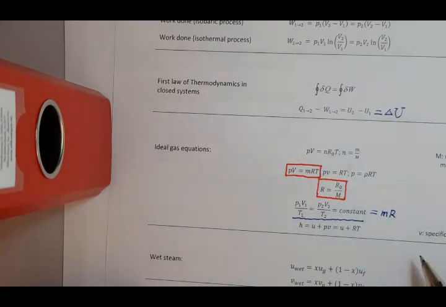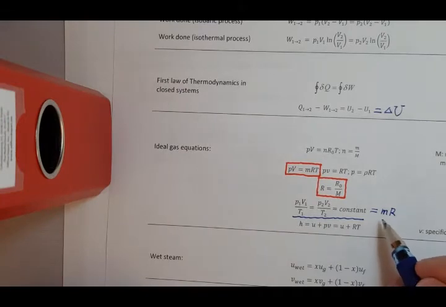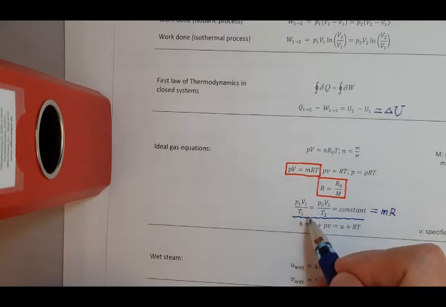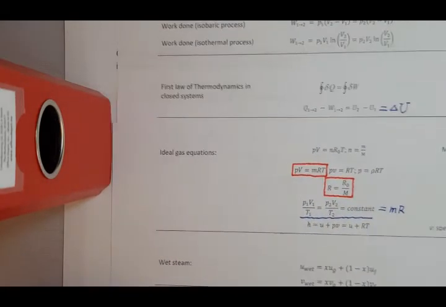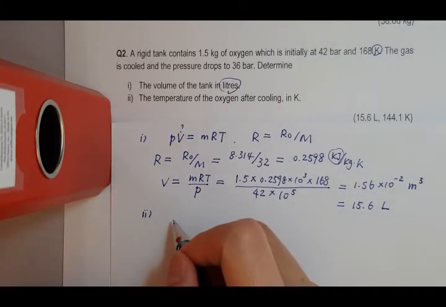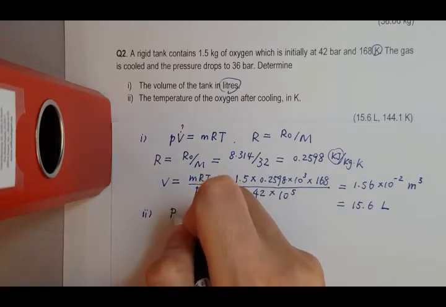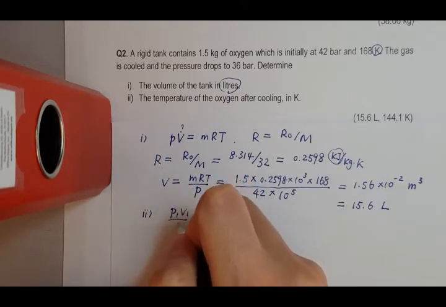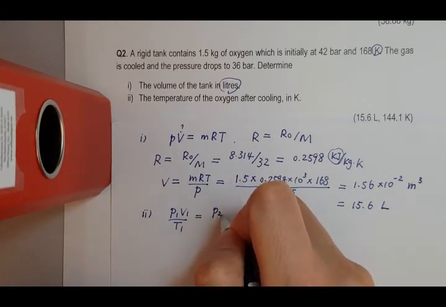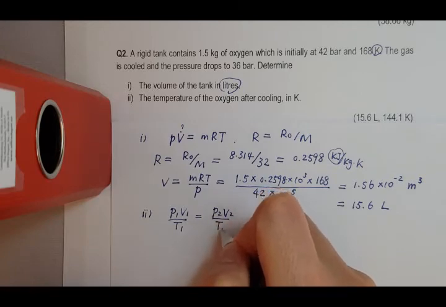For a closed system, the mass is fixed and R is fixed, so this is constant. Which means that during a process, P times V divided by T is a constant. So we're going to make use of this equation for the second question. During this cooling process, we have P1 V1 over T1 is equal to P2 V2 over T2.